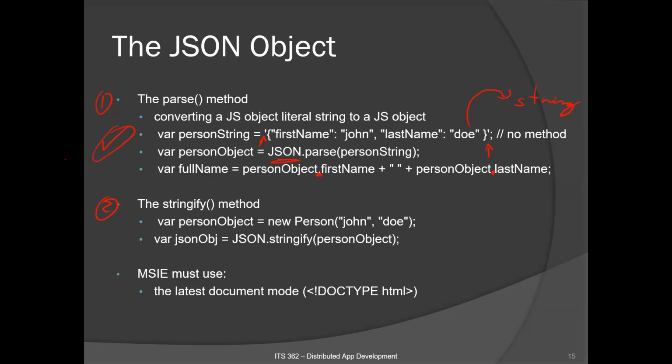So hopefully that makes sense. Now the second one is the stringify method, and this one, as you might imagine, is the opposite. Here you start with the object. So I have new person John Doe, assuming I have that constructor already defined somewhere. I create the person object over here, and then I'm going to take that person object and do JSON.stringify, and that should convert it into a string. So probably this should have the word string in there. It doesn't matter, but just be aware it is a string.